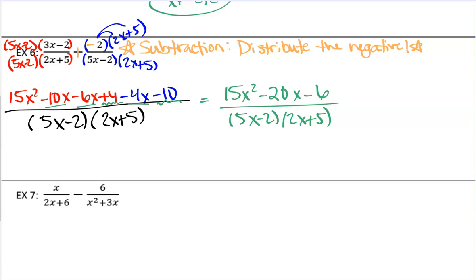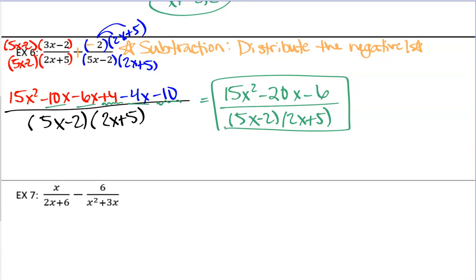Okay. And this numerator cannot be factored. It almost looked like you could take a 3 out of it, except that 20 is not going to work. You can't distribute a 5 out of it because of that 6. So yeah, this numerator is as simplified as it's going to get. That's our final answer for our simplifying.